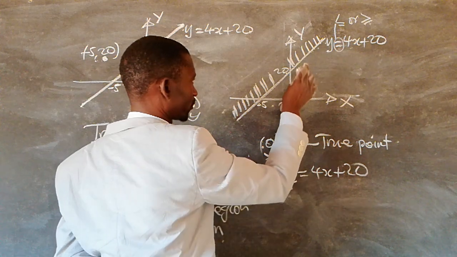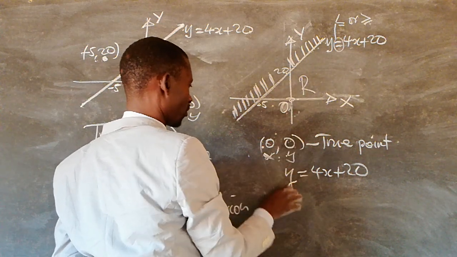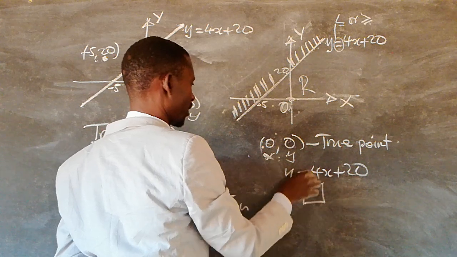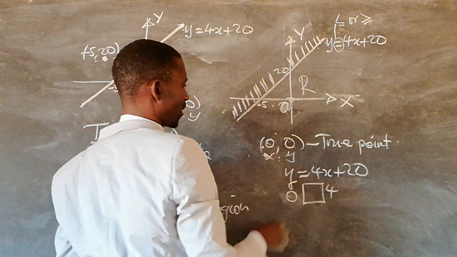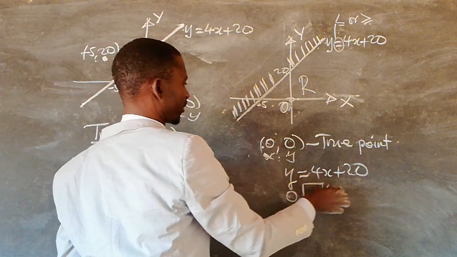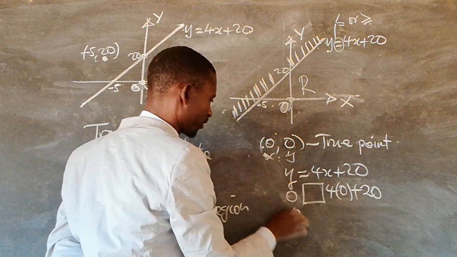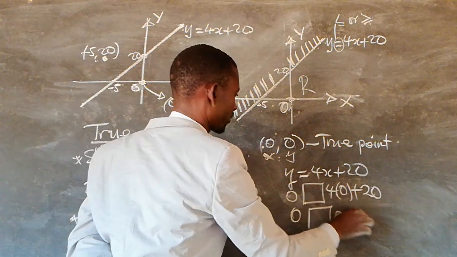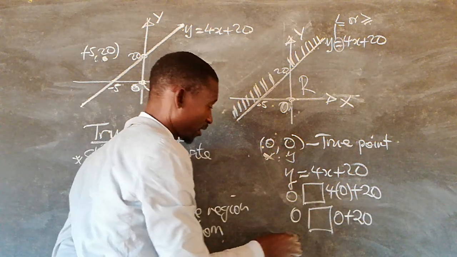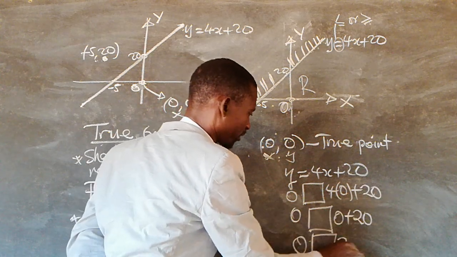So now this is y. What is y? For 0, 0, y is 0. And then in place of the equal sign, let me say a box, because I want to replace that, multiplied by what is x? x is also 0, plus 20. So that way this is 0, box, 4 times 0, 0, plus 20. Are we together? So this is 0, box, 0 plus 20, it is 20.